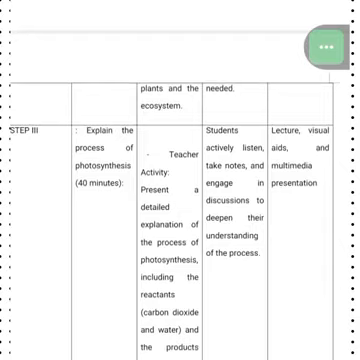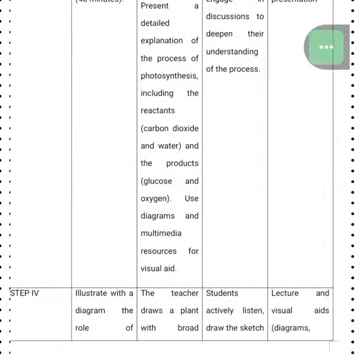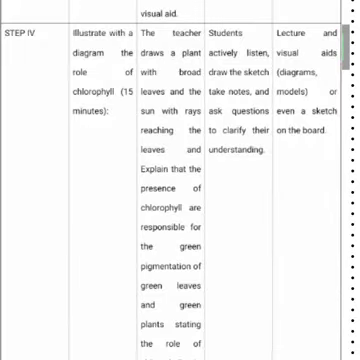Then if you check again, we have the step 4. Under the step 4, we have: illustrate with a diagram the role of chlorophyll. This is the third objective, the third behavioral objective. And here I also state what the teacher will be doing within that period.